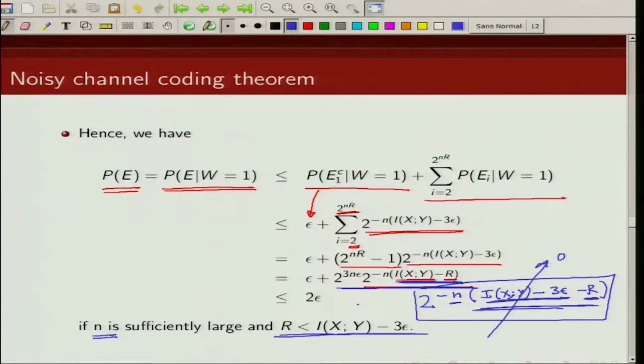So some epsilon we are calling it. So this will be less than some small quantity epsilon. So what we have shown here is that the probability of error, that is, the probability of making a decoding error, is less than 2 times epsilon, provided our transmission rate is below the mutual information between x and y minus 3 epsilon, and provided this length n is very large, as n goes to infinity.